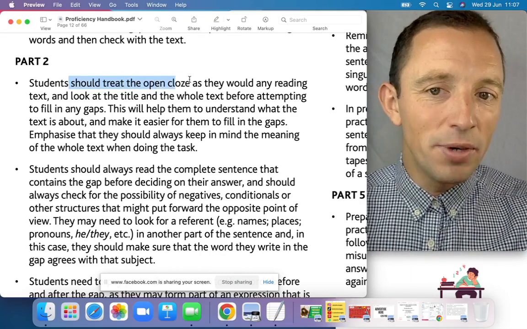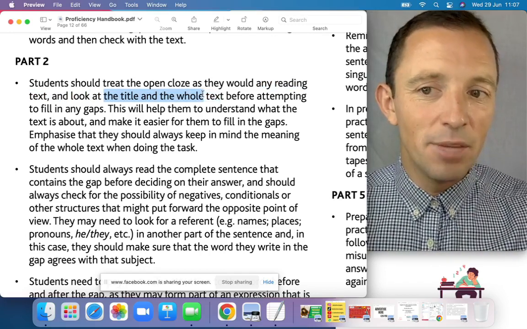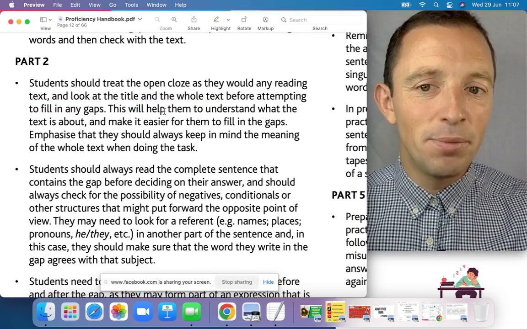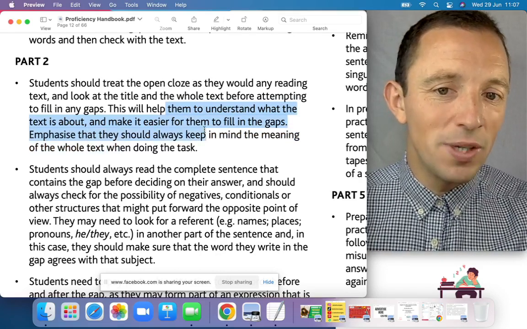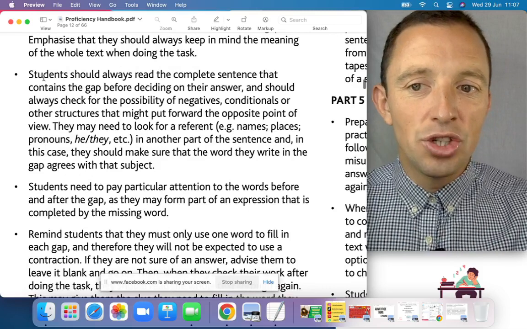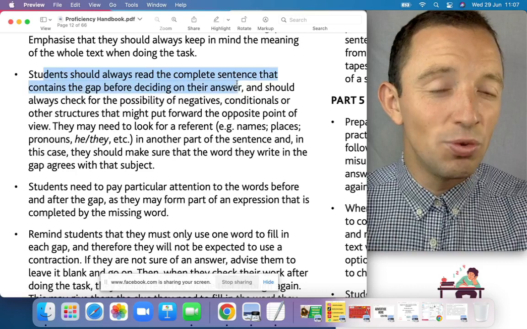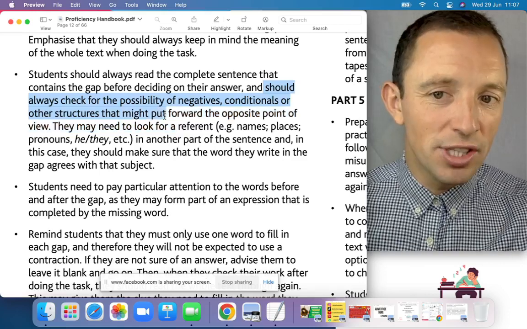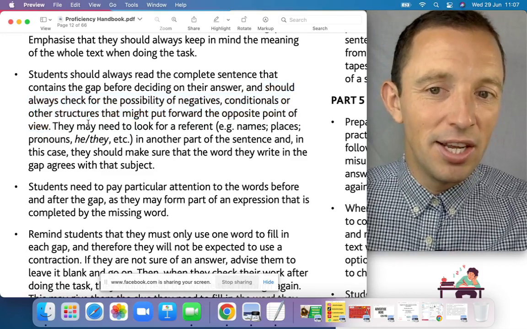Students should treat the open cloze as they would any reading text. Look at the title and the text before trying to answer the question. So get a good idea for the full story. This will help you understand what the text is about and make it easier for them to fill the gaps. Emphasize that they should always keep in mind the meaning of the whole text when doing the task. Students should always read the complete sentence that contains the gap before deciding on their answer. So read the full sentence. You should always check for possible negatives, conditionals, or other structures that might put forward the opposite point of view. That's true. So sometimes it's the negative and sometimes it's the conditional.